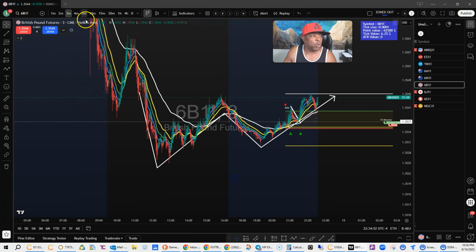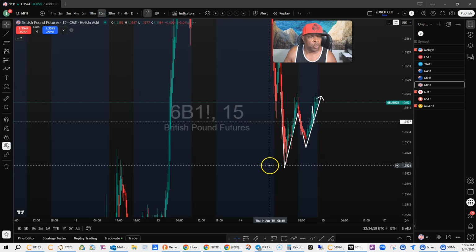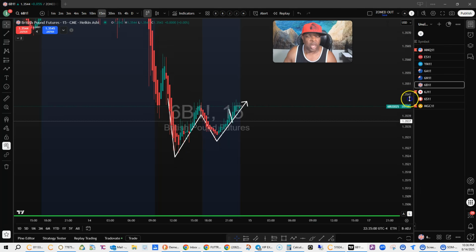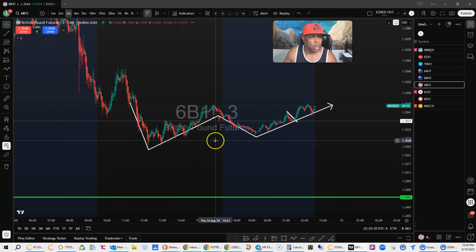Why? Because on the overall theme, on the higher time frame, and if I remove this stuff and go to the higher time frame, look at what you see. I say, guys, this is going to go up, and it's probably going to push even higher during the London session. Why? Because on the higher time frame, it is a W pattern. On the lower time frame, what are they doing?